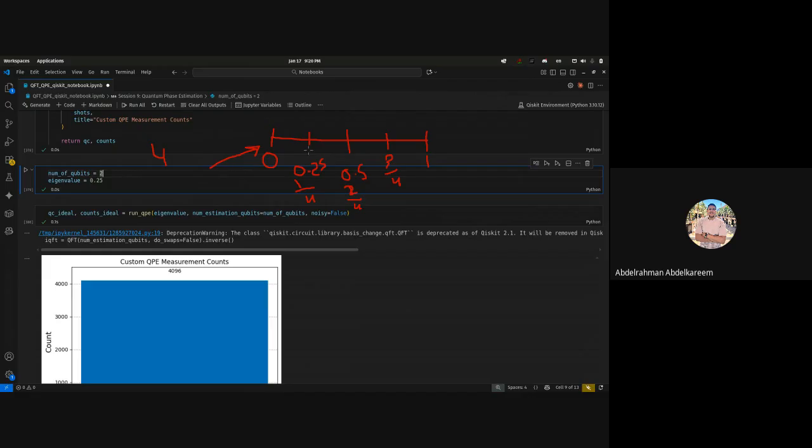So the estimation can be done for eigenvalues 0, 1/4, 2/4, 3/4. If I want to increase the precision, I increase the number of qubits. If it's 3, then I can divide this spectrum into 8 parts: 1/8, 2/8, etc. If I use 10, it will be divided into 1000 parts, etc.